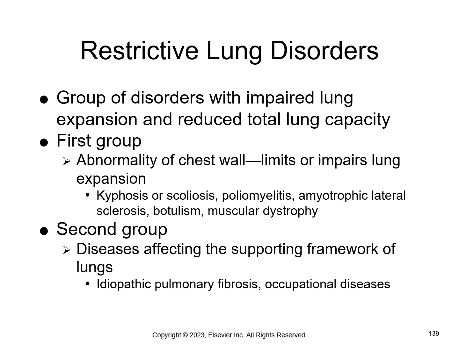Restrictive lung disorders. This is a group of disorders with impaired lung expansion and reduced lung capacity. So here we have the abnormality of the chest wall, which limits or impairs the lung's expansion. We'll see this with things like kyphosis or scoliosis, polio, amyotrophic lateral sclerosis, ALS, Lou Gehrig's disease, botulism, and muscular dystrophy. The second group are diseases that affect the supporting framework of the lung, like idiopathic pulmonary fibrosis and occupational diseases.